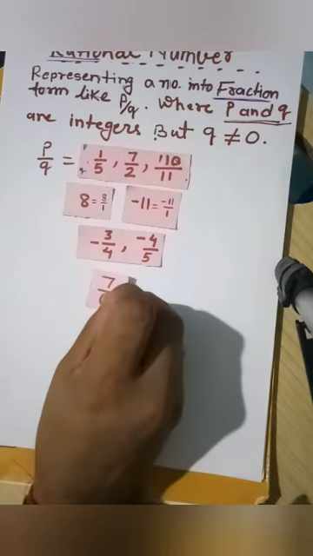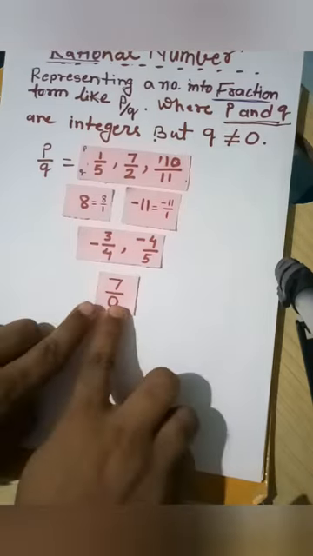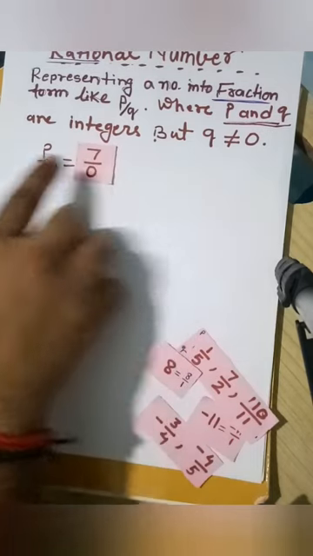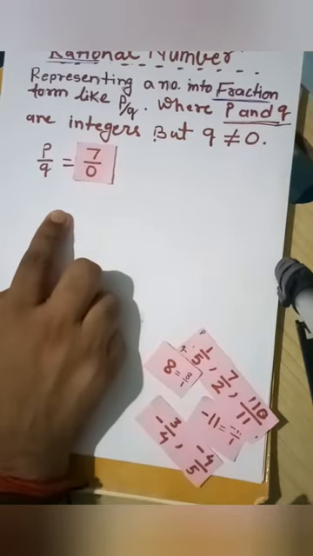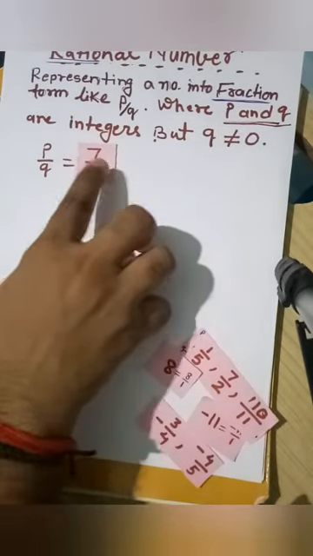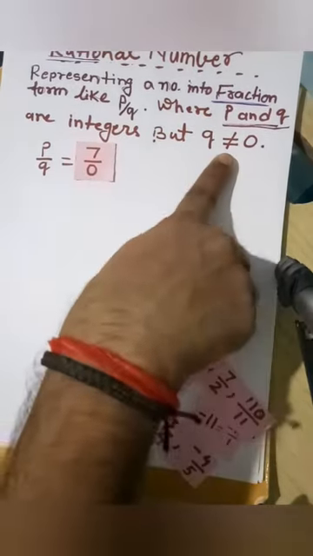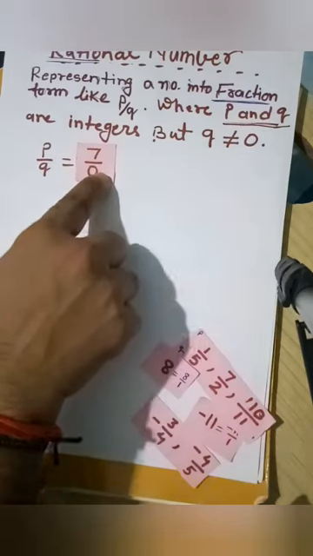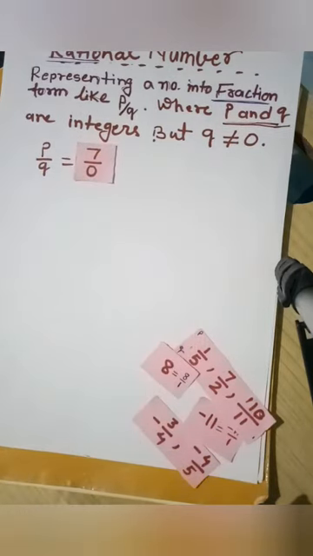What about this one? Is it a rational number? You can write the answer in the comment box, and I tell you, as you can see, our denominator, if I remove everything and put it here, our p value is 7 and q value is 0. P is equal to 7 here, and q is showing 0, but q cannot be equal to 0. It means 7 upon 0 is not a rational number.